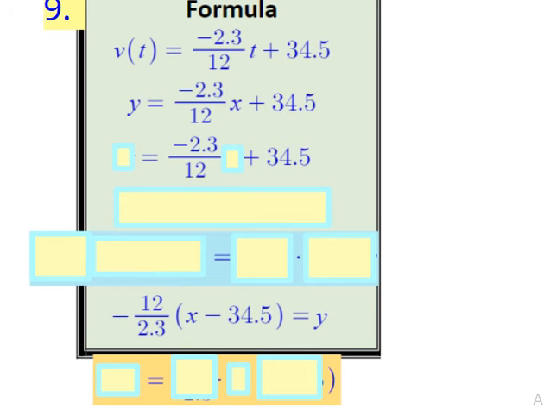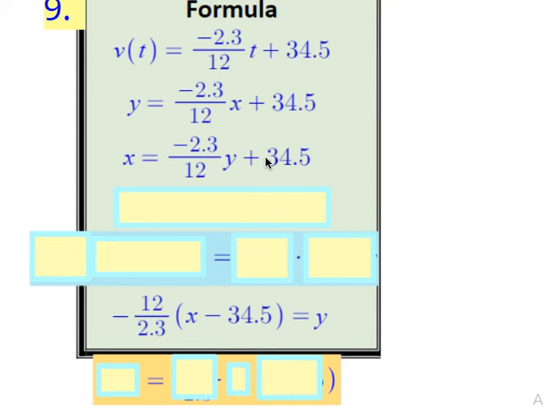Now, if I want to take the inverse, the first thing that happens is x and y trade places. So now I have x over here, I have y here. Now our next step is to solve for y. If I get y alone, I've got the inverse of the function.